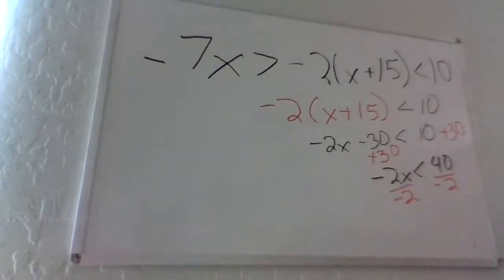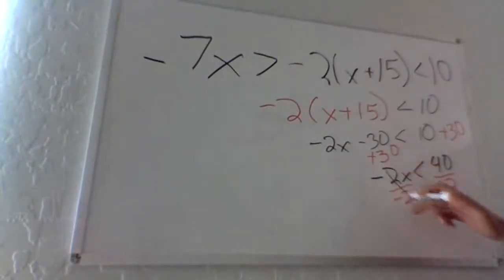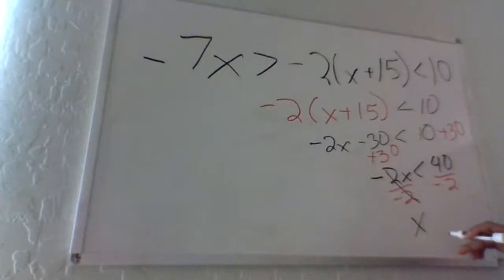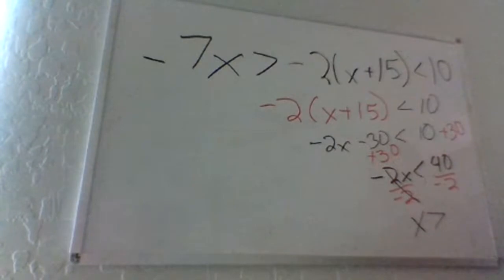And now eliminate the minus 2x and divide, and the answer will be x, and we have to flip the sign. Oh, we got to flip the sign. Why are we flipping the sign? Yes, because we are dividing by a negative number. Perfect. And the answer is x is greater than 20.